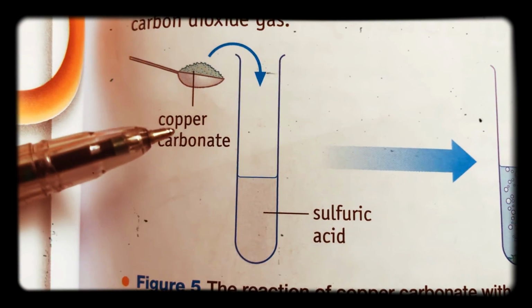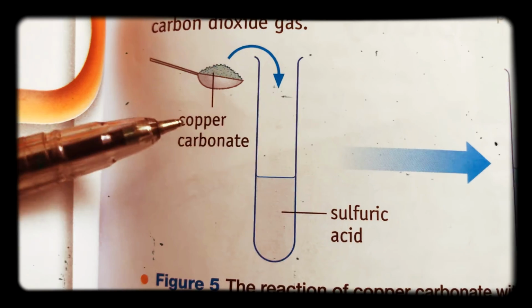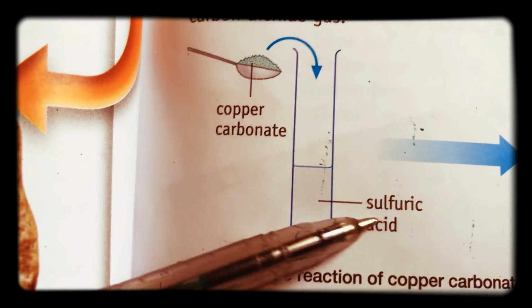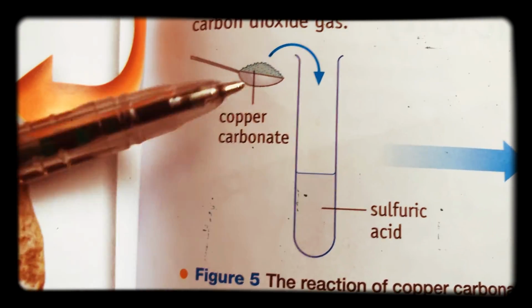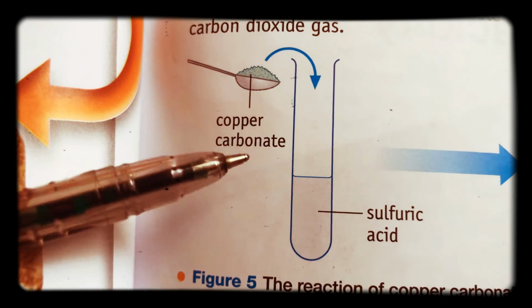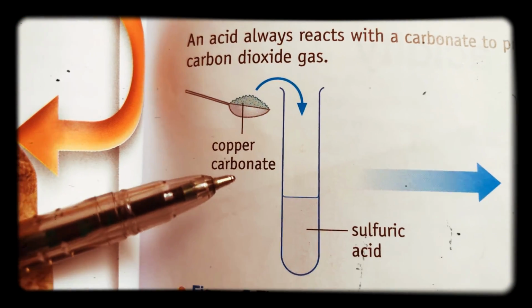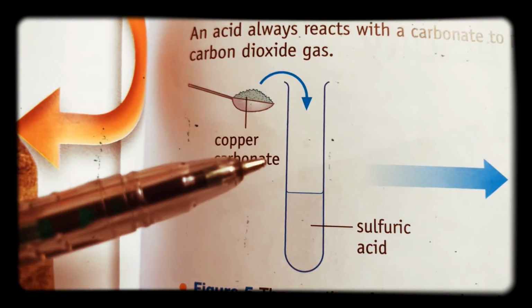So the name of the metal in this compound is copper. So can you put together the name of the salt that you form? You've got the metal there, and you've got the type of salt. Copper sulfate, okay? So copper sulfate will be one of the products. Now it's carbonate. Now carbonate contains carbon and oxygen, okay? So the carbon and oxygen will produce carbon dioxide gas.